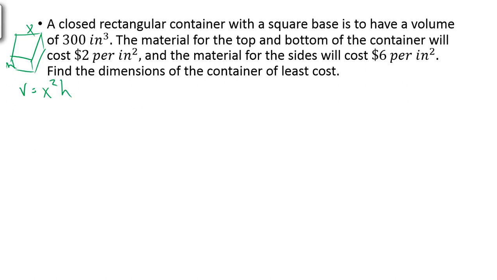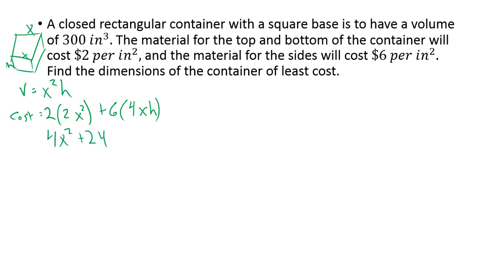So the volume would be x squared, area of the base, times the height. The cost would be $2 times 2 of the bases plus $6 times 4 of the sides. And the sides would be x times h. So simplifying this, it gets us 4x squared plus 24xh. Our volume is equal to 300.